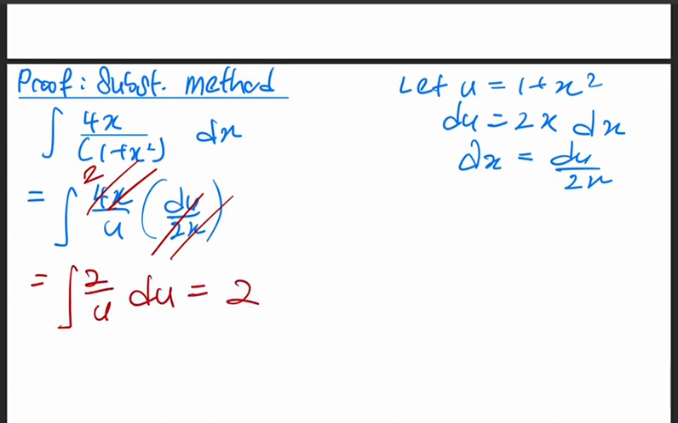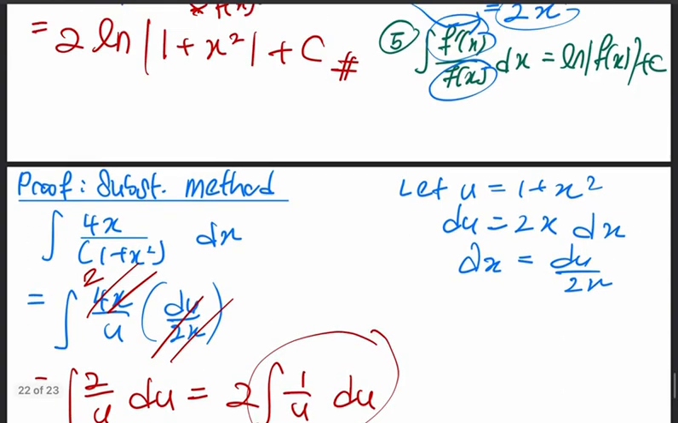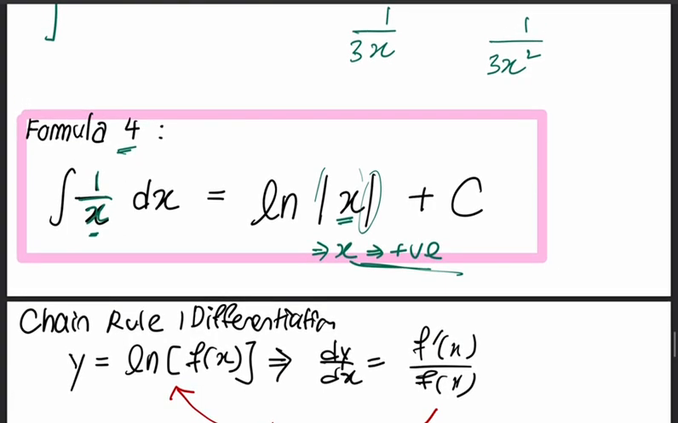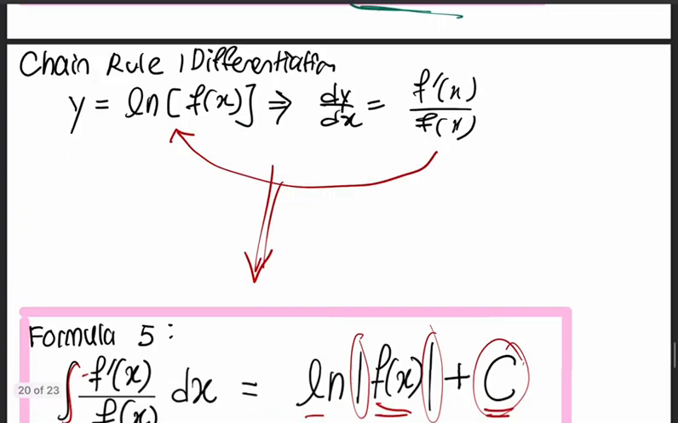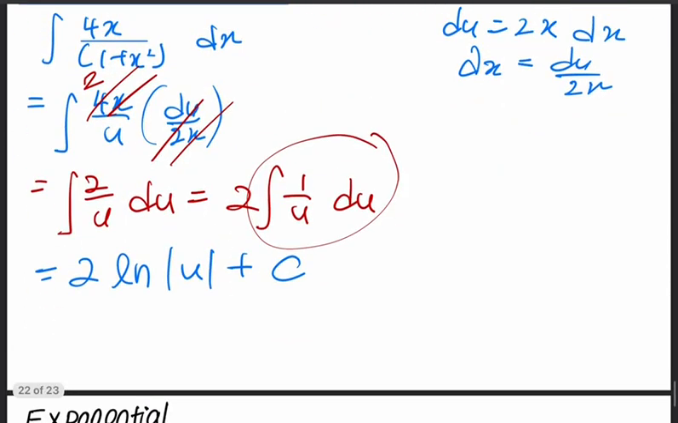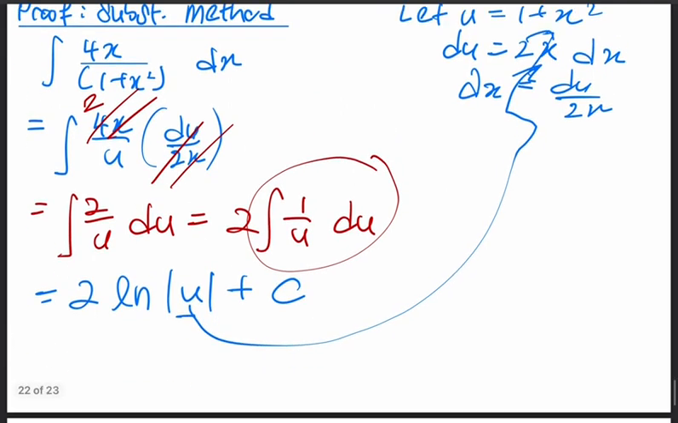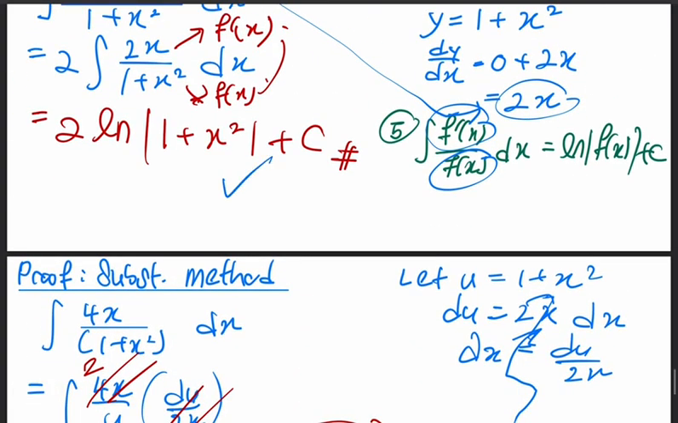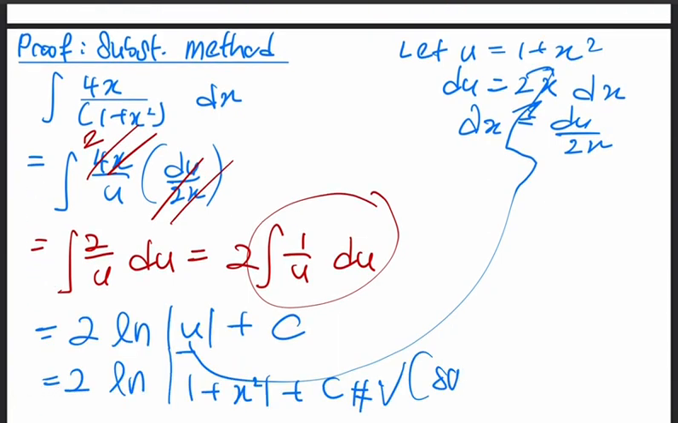And you take out the constant, it's actually 1 over u du. As I said, what is this? Refer to the formula. Formula 4. 1 over x is actually ln x, so you get ln u. So it's actually 2 ln u, and add a c here. Okay, so what is your u? You need to change back in terms of x. So it's actually 1 plus x squared. So it's actually 2 ln 1 plus x squared plus c. So you can see here and here, the answer is the same.